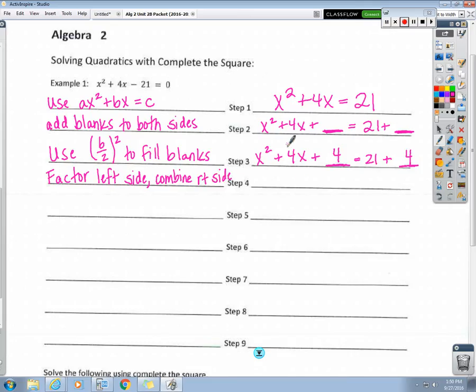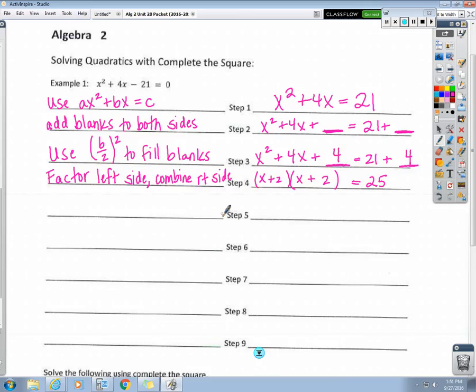Okay, so if I'm trying to factor this trinomial, I'm just going to write 2 factors, and those 2 factors have to make this. They have to multiply to 4 and add to 4. What numbers will do that? A positive 2 and a positive 2, right? Because 2 times 2 is 4, but 2 plus 2 is also 4, and then of course you have to have an x in each one to make that x squared. On the right side, you're just going to combine them. 21 plus 4 is 25.